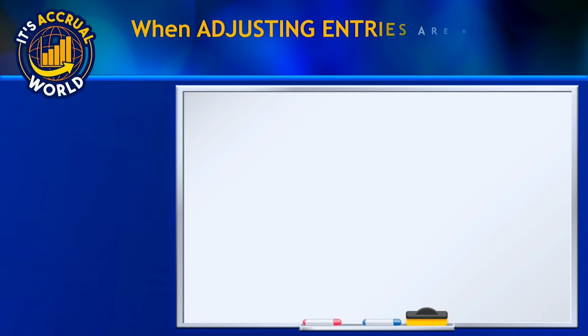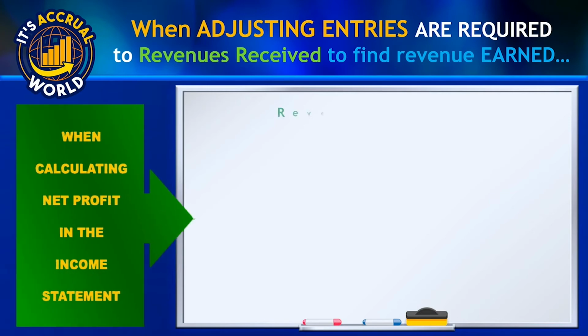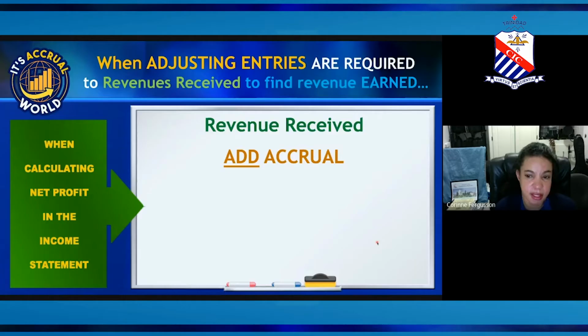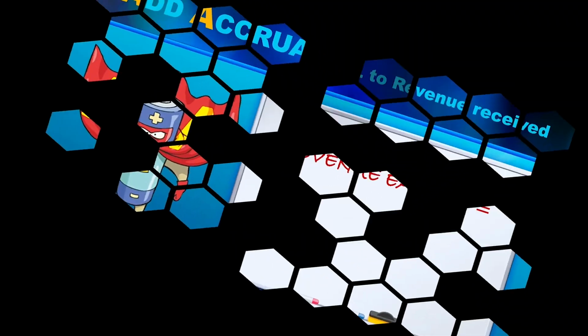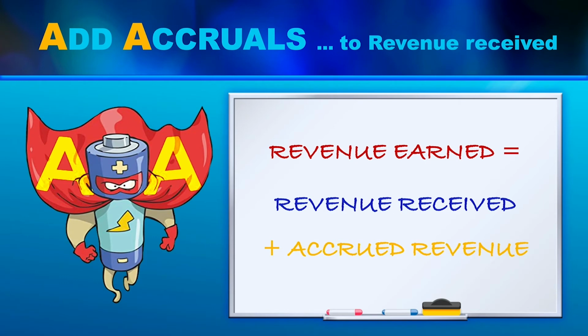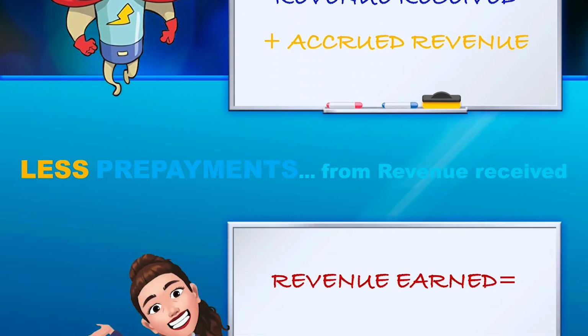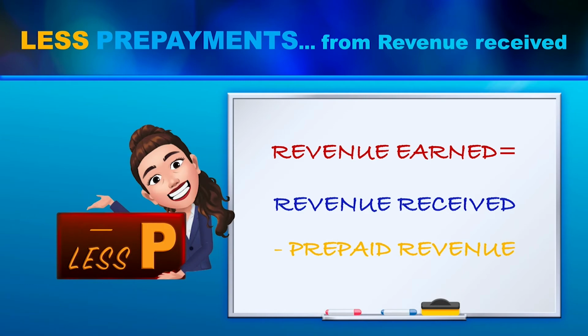Whenever adjusting entries are required to revenues received to find the revenue earned, it's the same as the expenses. You add the accrual or you less the prepayment. So it's the same thing. There's no difference, there's no opposite. You always add the accruals. You just add the accrued revenue to the revenue received, which you will also find in the trial balance. And if it's a prepayment, to find the revenue earned, you just less the prepayment.